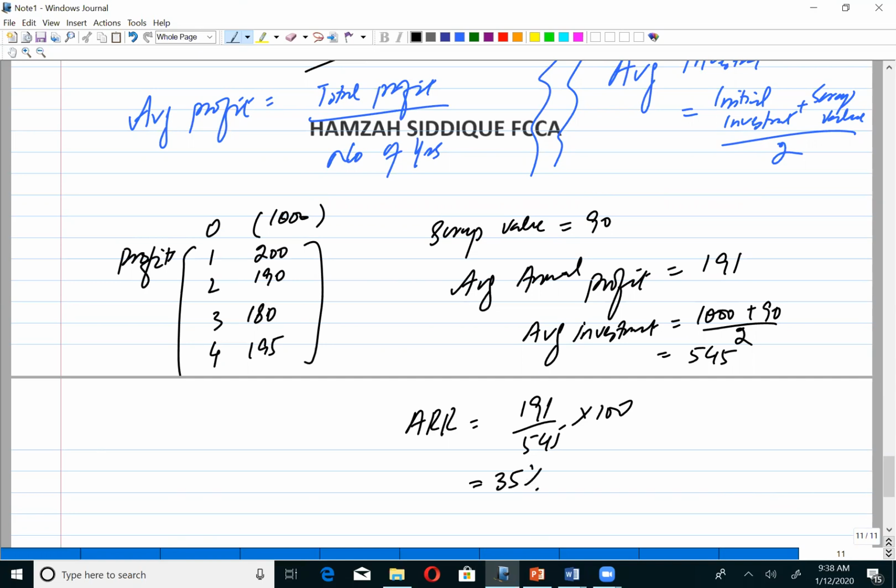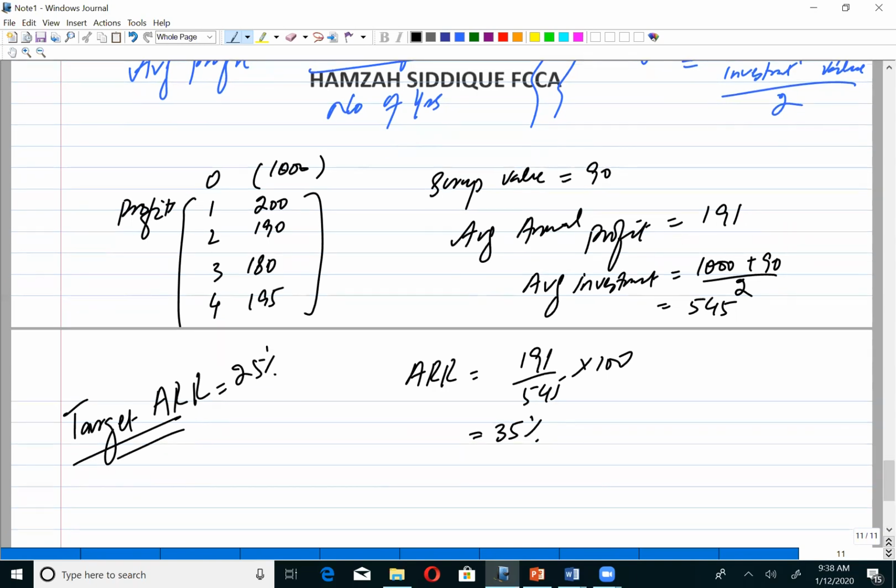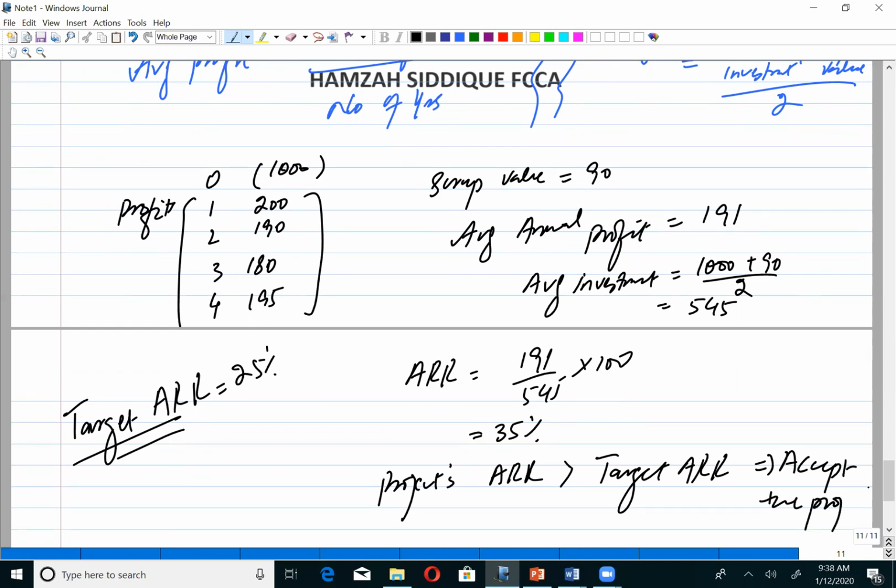Students, companies have a target ARR, and each company decides its own target ARR. For example, a company has a target ARR of 25%. So if the project's ARR is greater than the target ARR, we say accept the project.